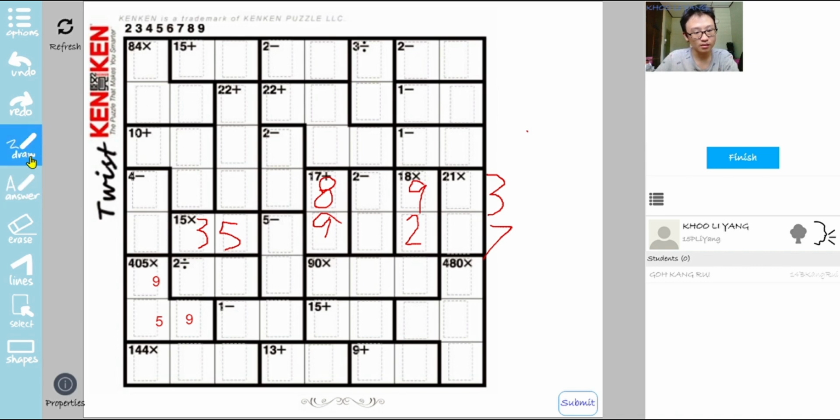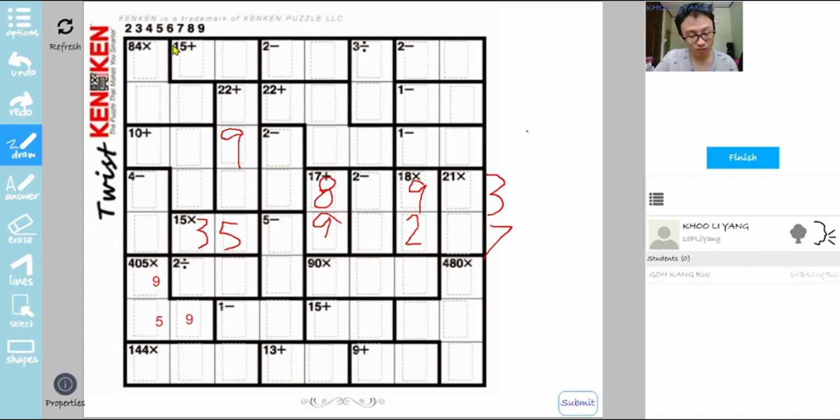Okay, so let's see 22 plus. If 8 is the biggest number, followed by 7 and 6, the add up is 21. So you have to at least use a 9, and 9 is the biggest number. So 9 must be here.